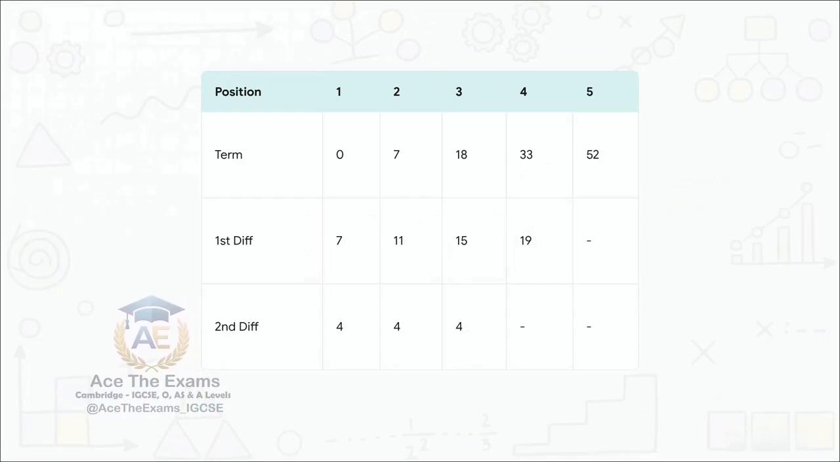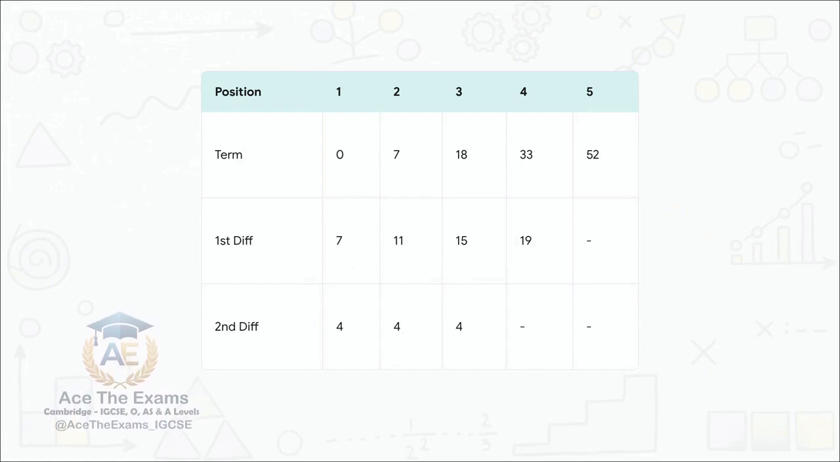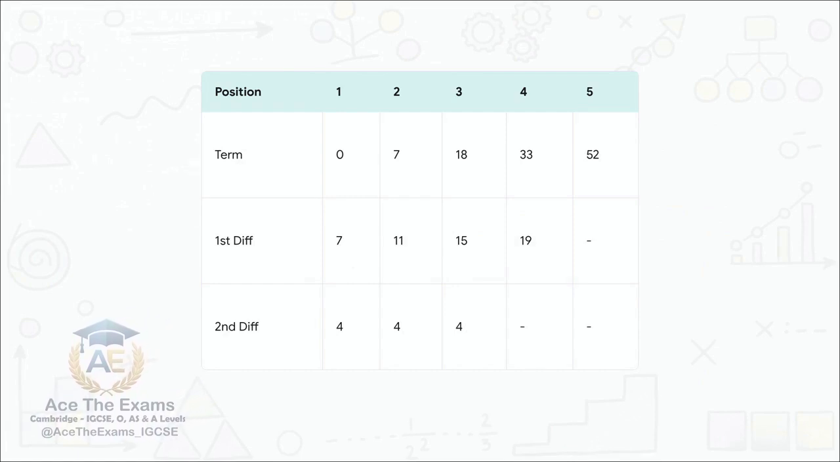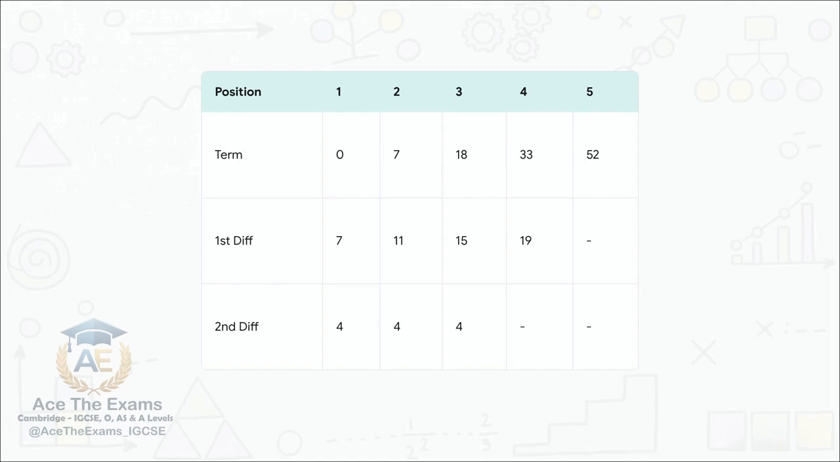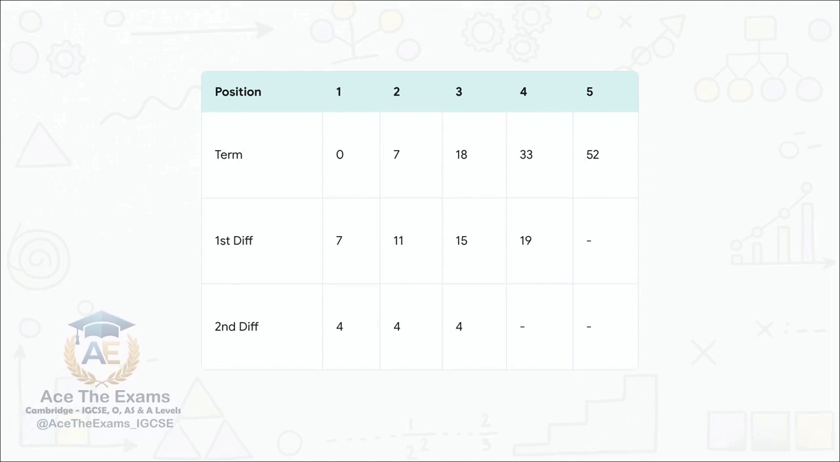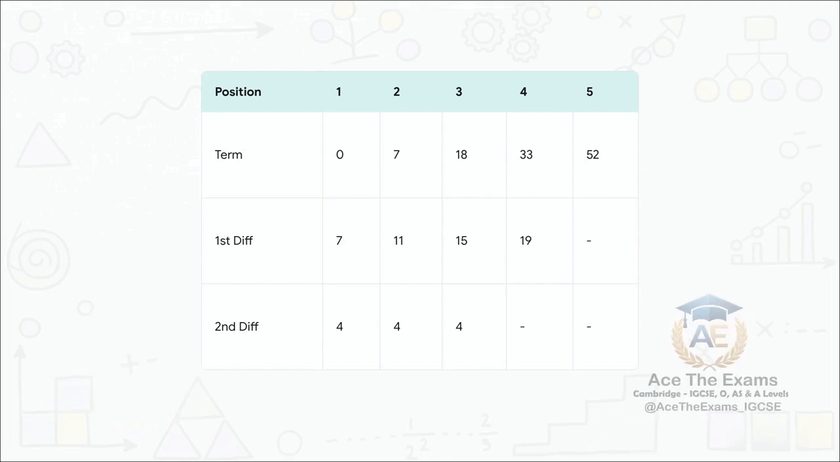Consider this tricky sequence: 0, 7, 18, 33, 52. If we dig down to our first layer of differences, we get 7, 11, 15, and 19. They're not the same. It is not an arithmetic sequence. And this is exactly where a student like Sam might panic and give up.